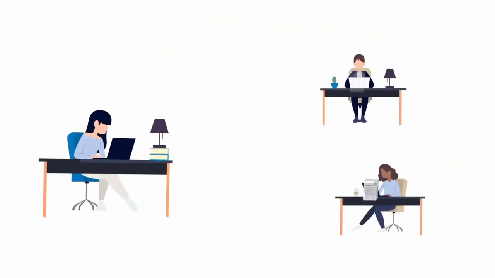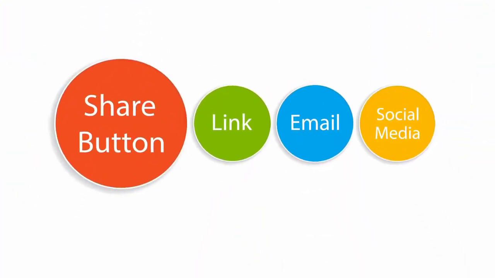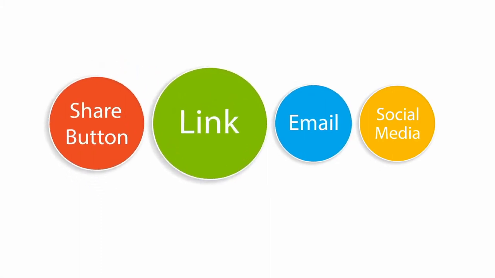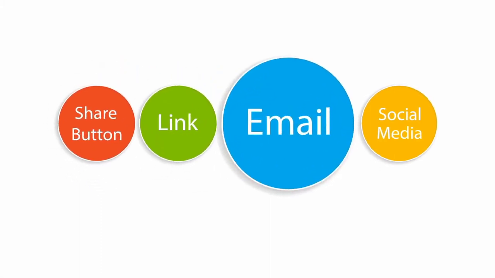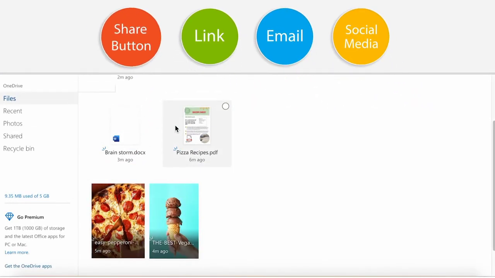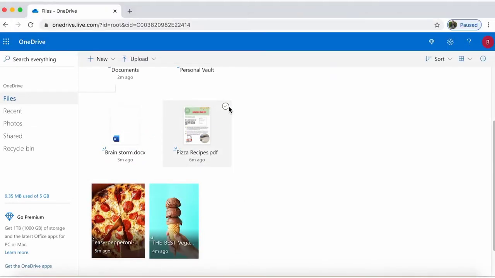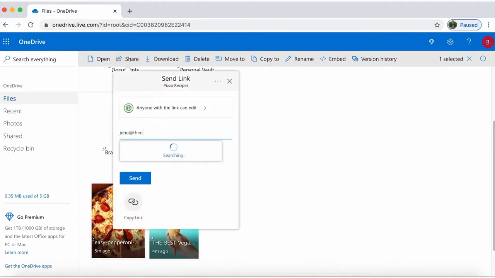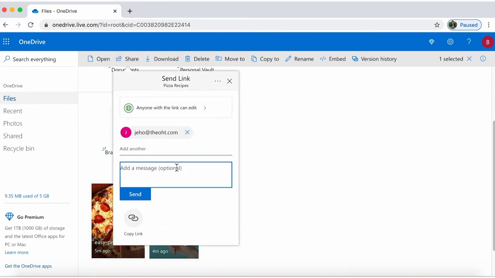Now let's talk about how we can share our documents. There are a few ways to do it. We can use the Share button, create a file link, share by email, and even by social media. Let's start by using the Share button. Select the document, click on the Share button, type the email address of the person you want to share the document with, add a message to let the receiver know what it's about, then send it.